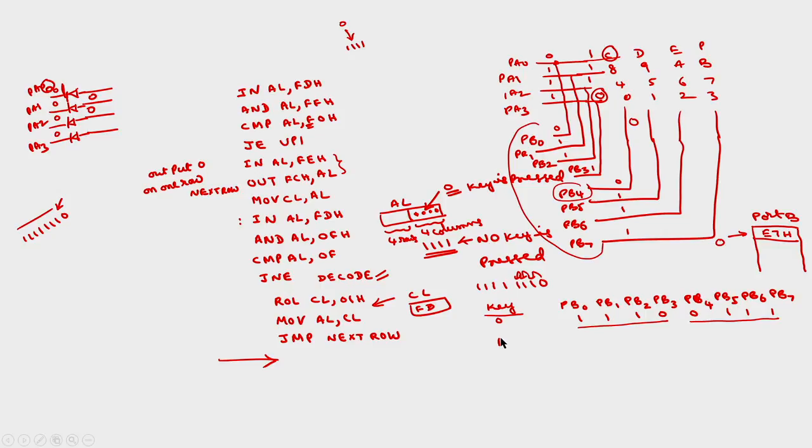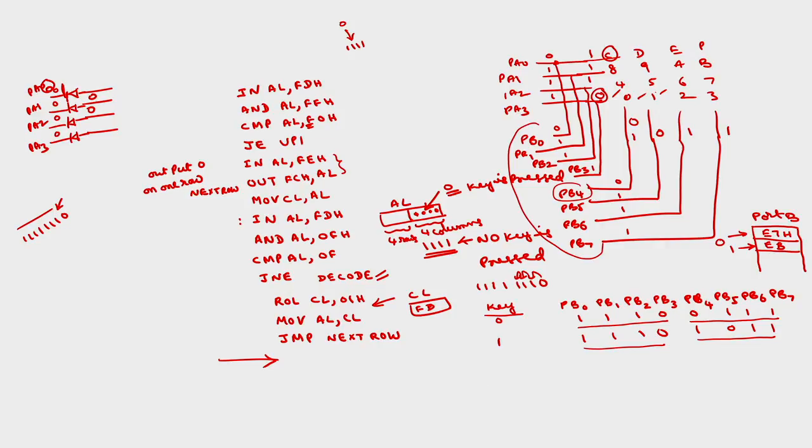Similarly, what about key 1? Key 1 means 1 is here. So these should be 1110 only. PB0 to PB3 remain the same, because 1 is in the same row as 0. So 1110. The column will be, this 0 will be available here: 1011. So now what will be the code? EB. This is the code corresponding to 1. Similarly, you can derive for 2, 3, and so on up to F.